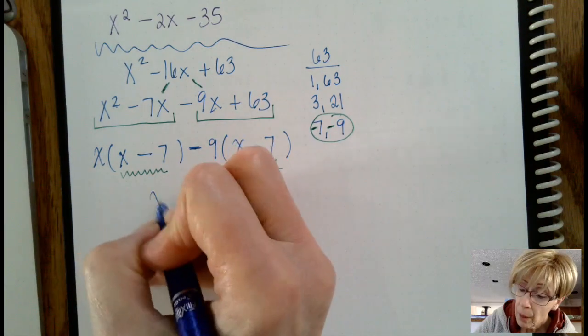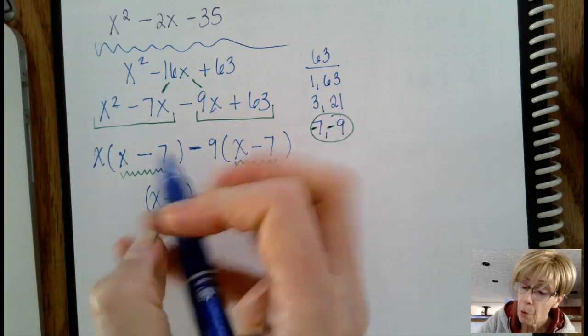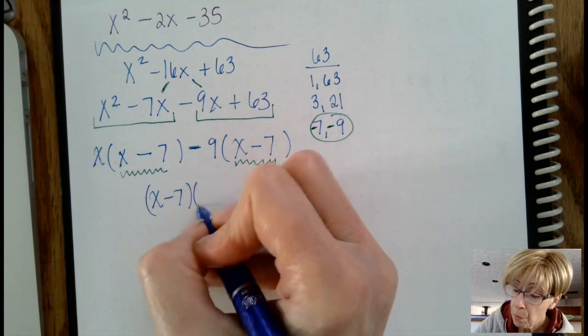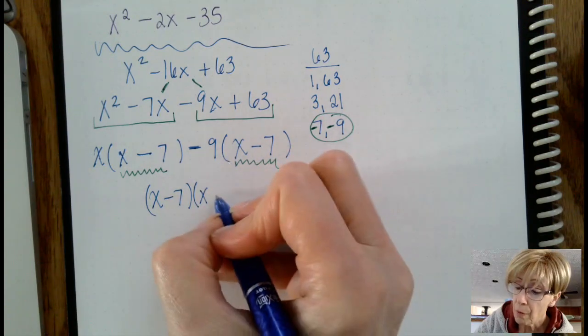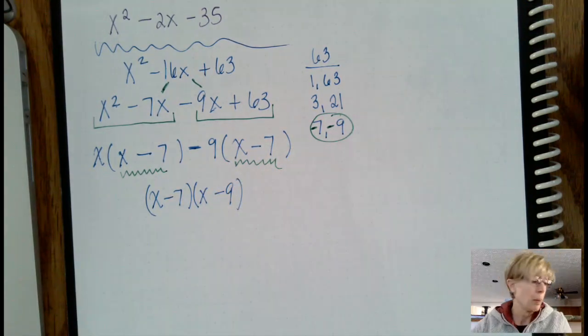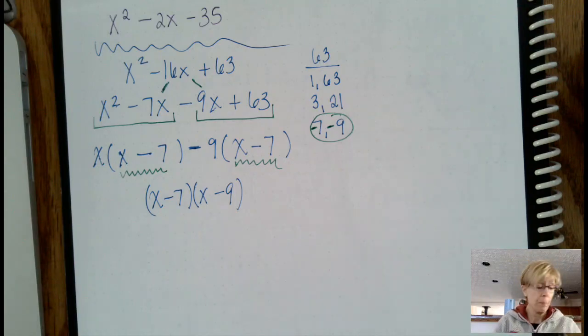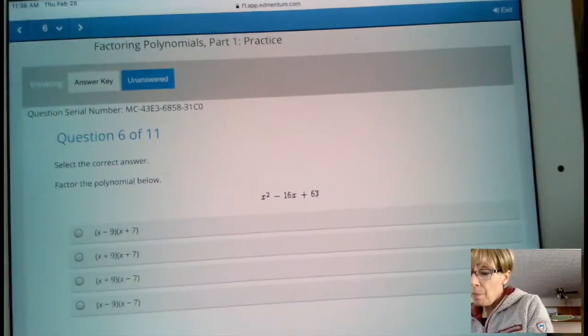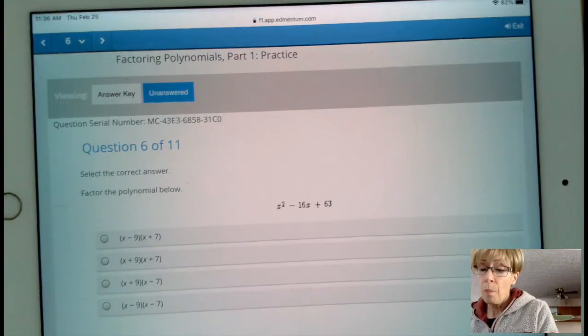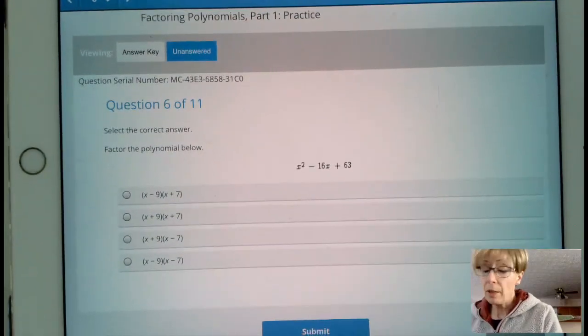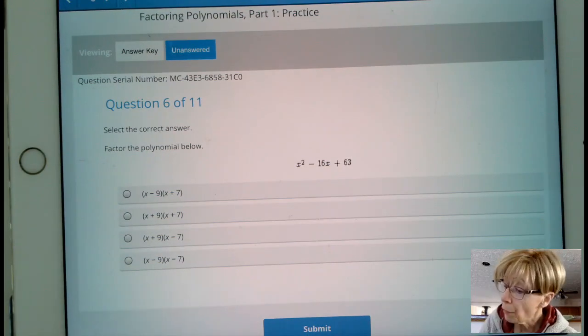And then from the first group, we still have an x. From our second group, we still have the minus 9. And when we pull it back up, x minus 7, x minus 9 is actually the last answer. Notice that it's in a different order, but it doesn't change the value. X minus 9, x minus 7.